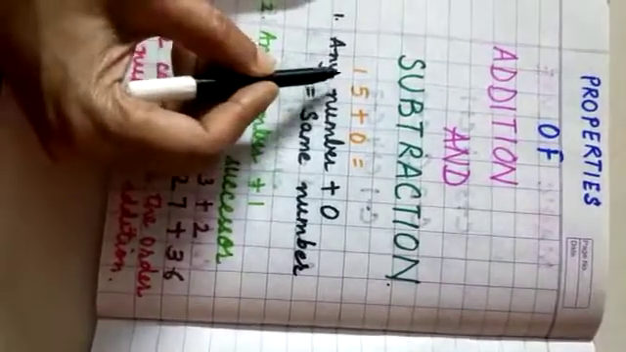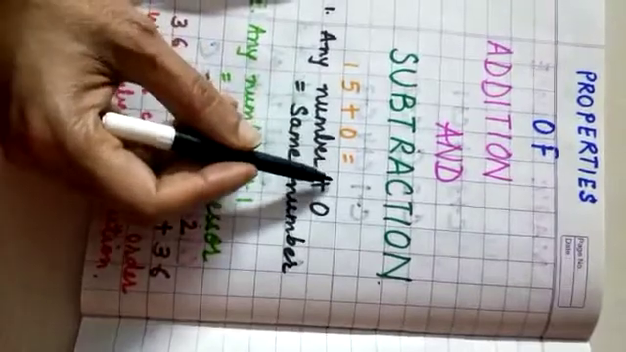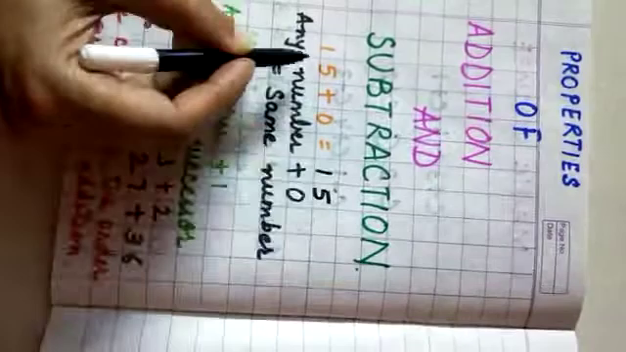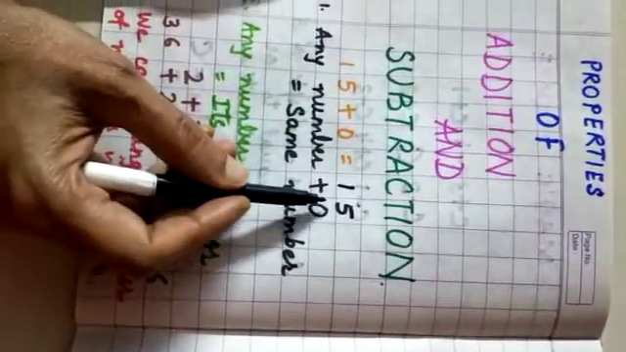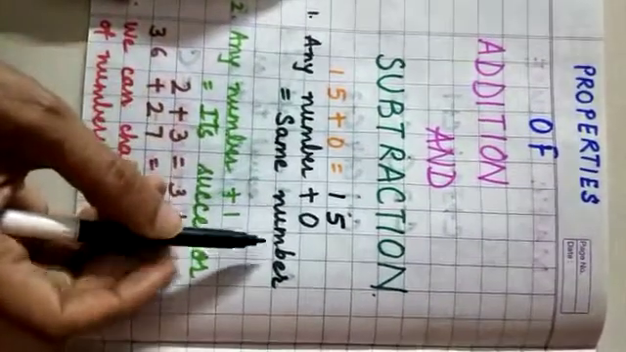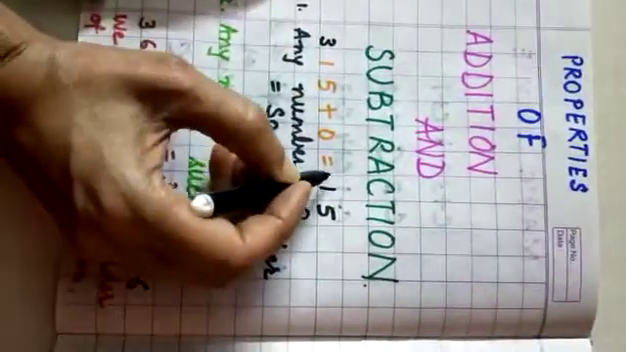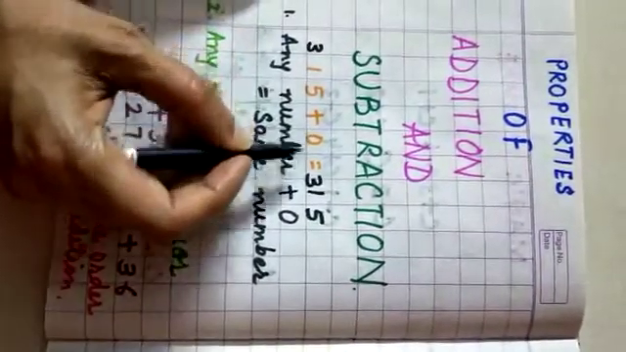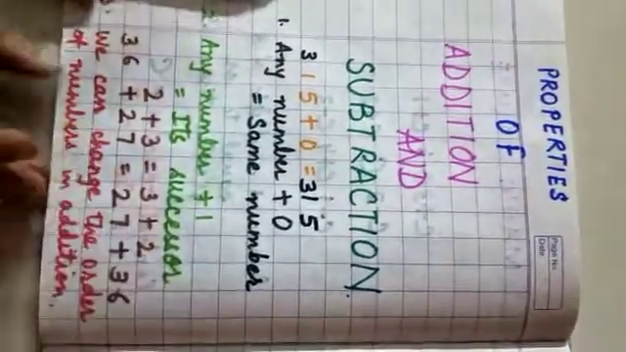Let's talk about 15 plus 0. What will you write here? 15. When we add a number with 0, the answer will remain the same. Any number plus 0 is the same number. If I write 315, the sum will be 315. So 315 plus 0 is 315. Any number plus 0 is the same number.